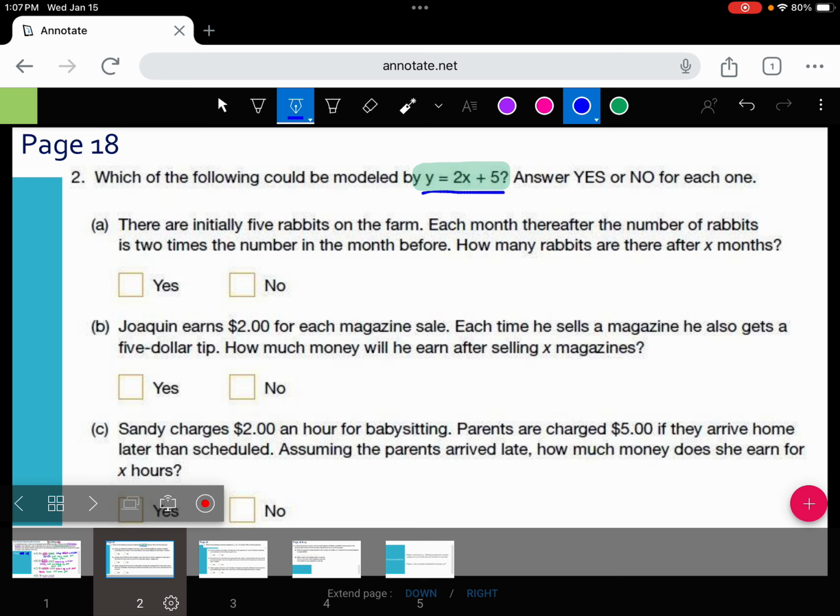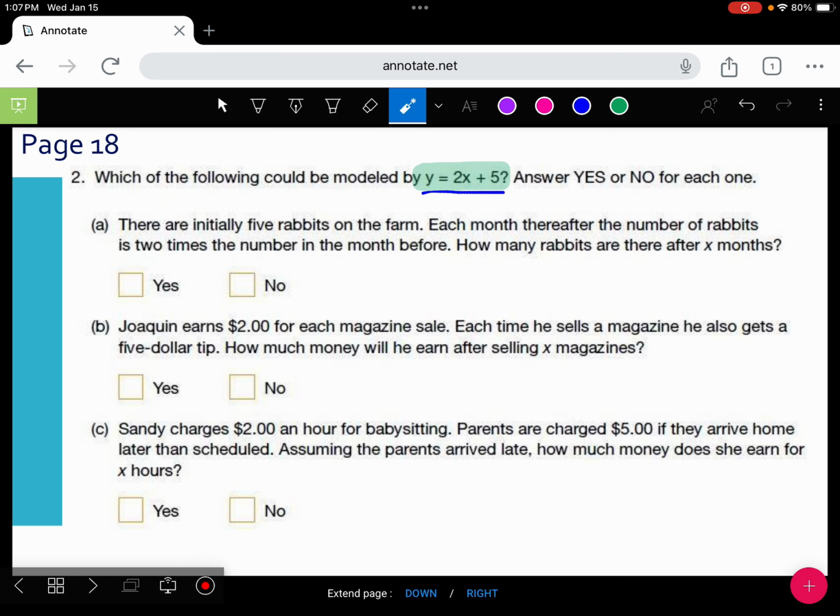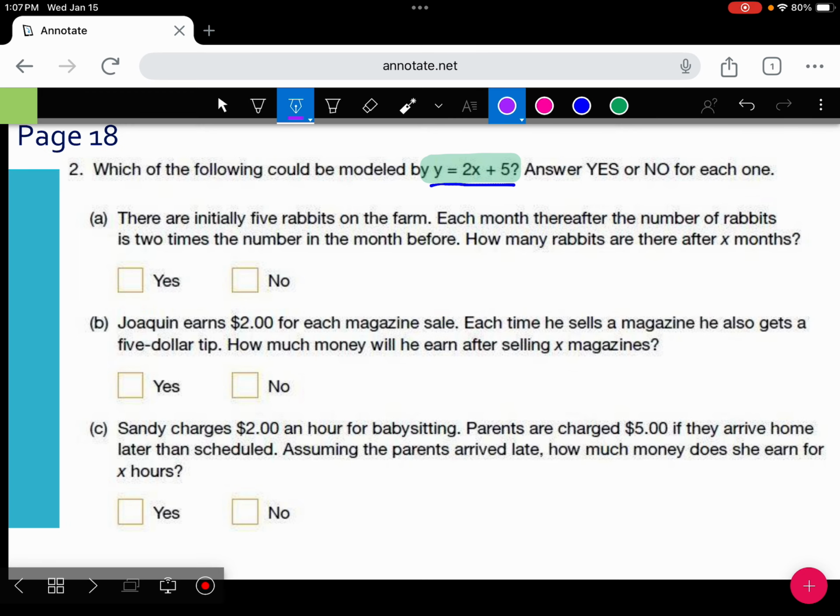Alright, so what do we think? If there are initially 5 rabbits on the farm, and each month the number of rabbits is twice the number in the month before, is that what this is? When in doubt, make a list of values. So if we start with 5 rabbits, how many are in the next month? If it is 2 times, if they start with 5 rabbits, how many rabbits do they have in the next month?